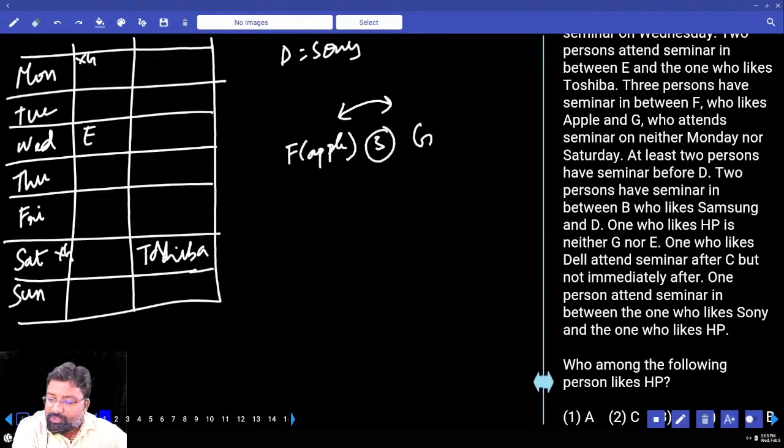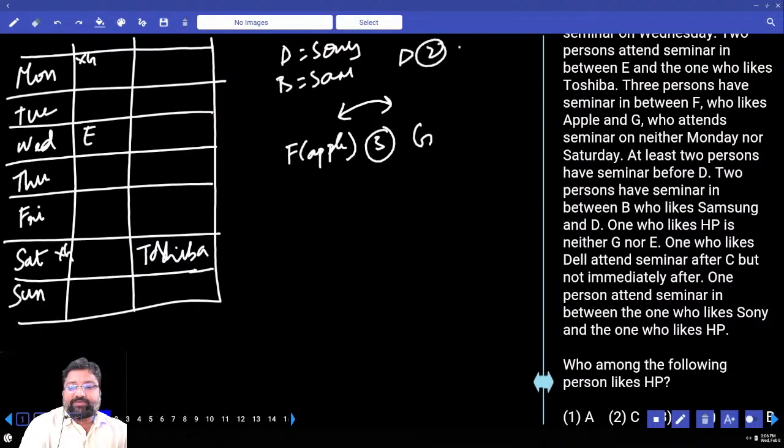Next, read on. Two people have the seminar between B who likes Samsung and D. So B equals Samsung. Two people between D and B. Vice versa, positions can change. Next, read on.